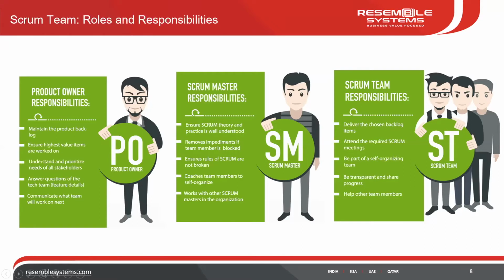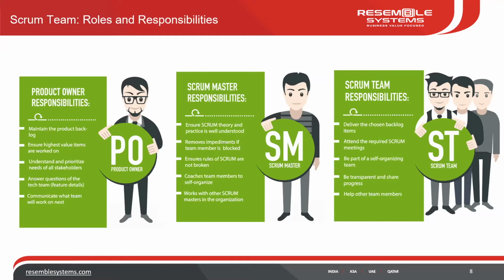And what are some other things that the Scrum Master does? Works with other Scrum Masters in the organization. Say, for example, this is a big project, right? It's a very big project where there are different teams. The entire project has been divided into different Scrum teams. So it is again the Scrum Master's responsibility to talk to the Scrum Master of the other teams and try to understand if there are any challenges, if his team can help that other team, or if he needs some help from the other team. So he's like a link between the different Scrum teams.